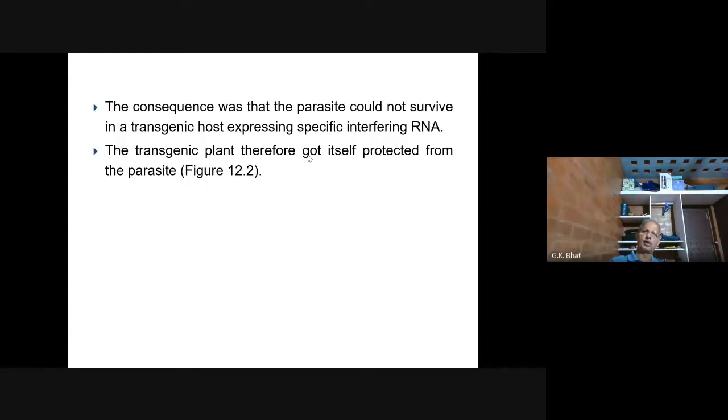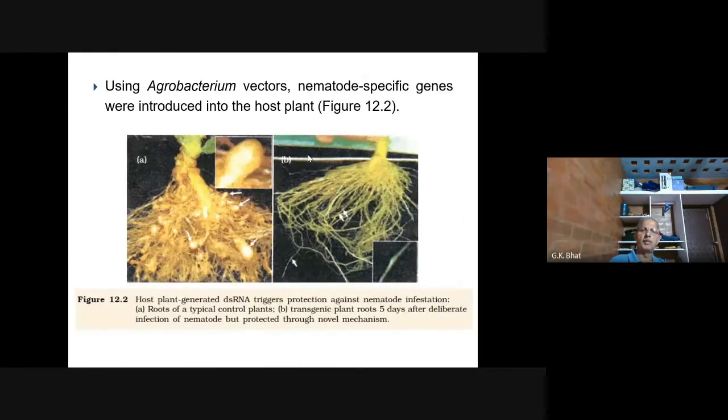Understood? By introducing this RNA or DNA from a foreign source, we are stopping the mRNA of the parasite from getting translated. Using Agrobacterium vectors, nematode-specific genes were introduced into the host plant.